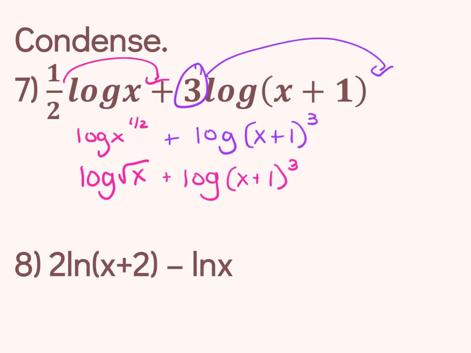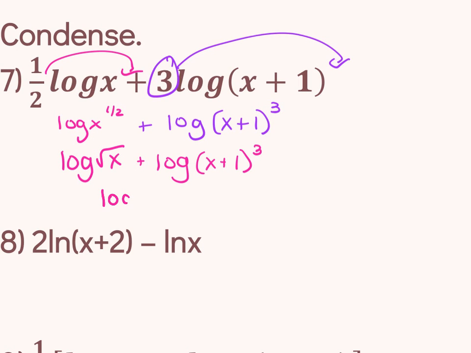Are they both log base 10s? Yes. If they weren't, you couldn't do anything. But the fact that they're both log base 10s means I can go one step further. This is addition, which means it would become what? Multiplication. So condense means get it to 1 log.